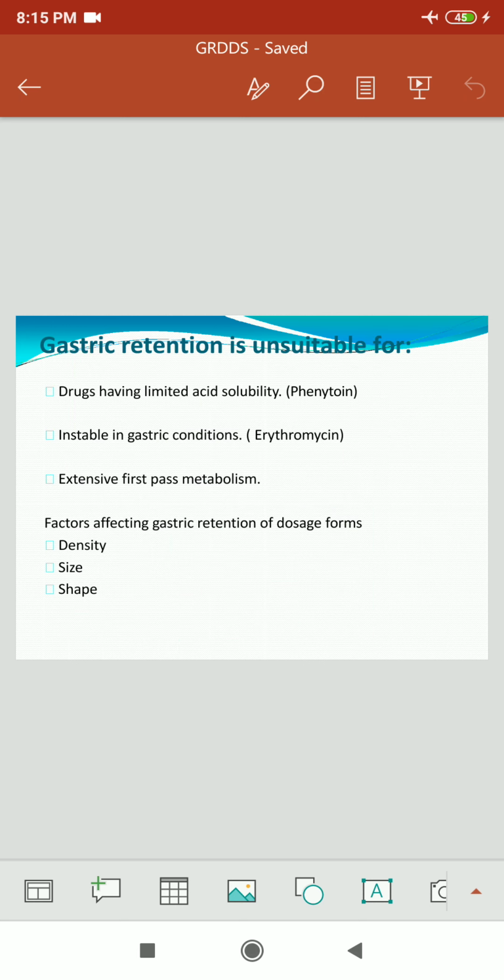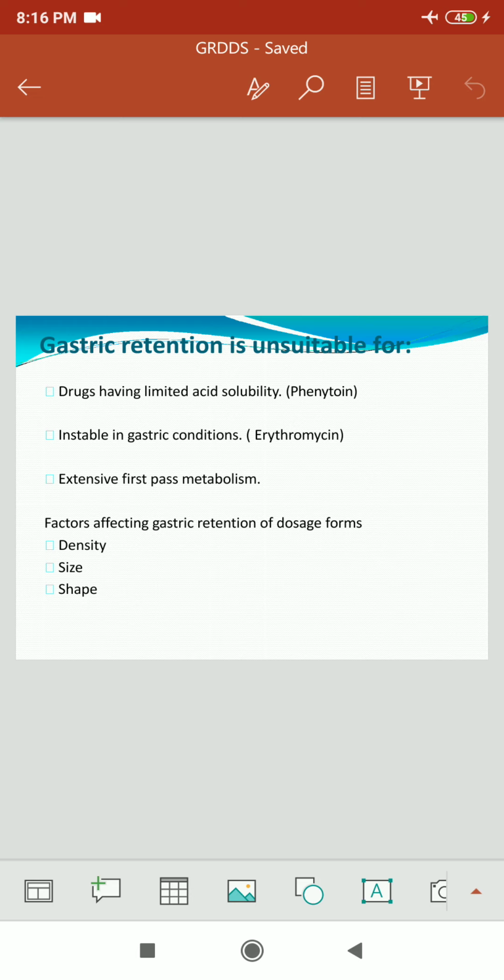Now, gastric retention is unsuitable for which kind of drug? The drug having limited acid solubility. Obviously, we are retaining the drug in the stomach having acidic pH, so drugs having limited solubility in acid are not used. An example is phenytoin. Also unsuitable are drugs unstable in gastric conditions and those with extensive first pass metabolism.